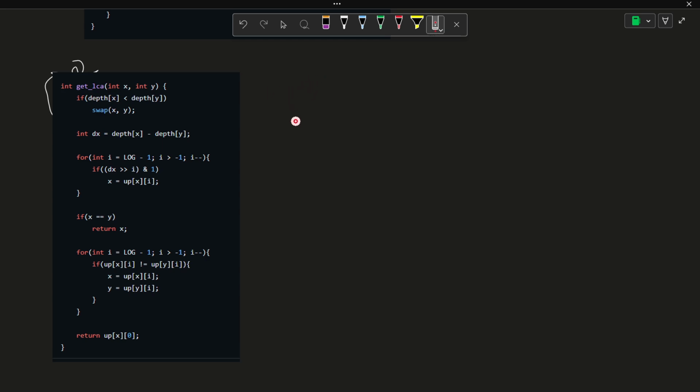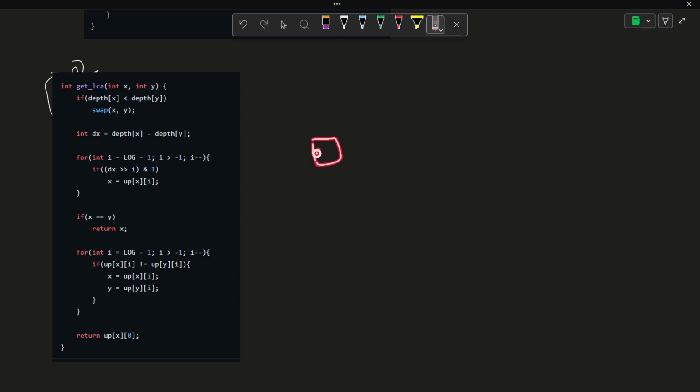So I always want that x is at a greater depth than y. So if depth of x is less than depth of y, I am going to swap both of them. Now I calculate the value of dx, that is the difference between their depths. Now with the help of this dx, I am going through all the possible powers of 2. If dx right shift I and 1, that means if the ith bit is set in dx, then I am going to move this particular x upwards 2 to the power I times. Eventually what will happen is I would have moved x upwards dx times, right?